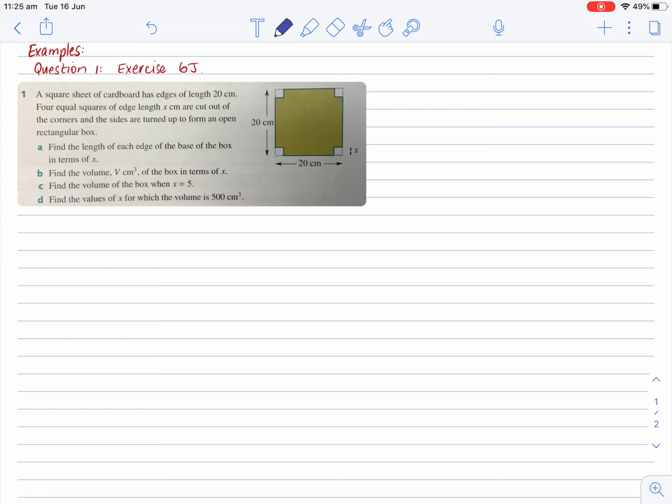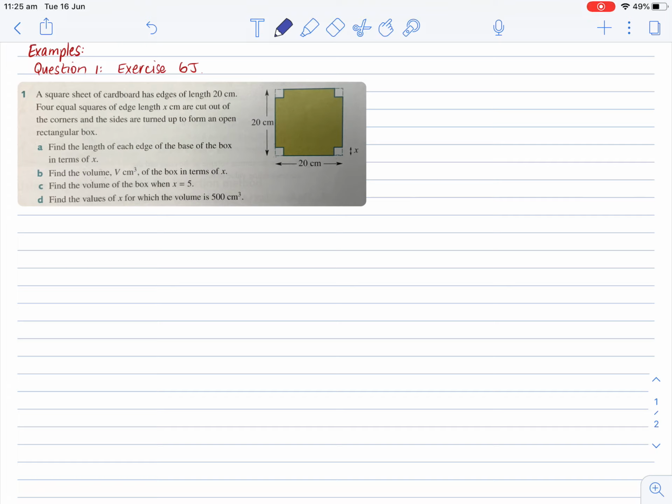It is about a square sheet of cardboard. It has edges of length 20 centimetres. 4 equal squares of length x centimetres are cut out of the corners and the sides are turned up to form an open rectangular box. Part A, find the length of each edge of the base of the box in terms of x. Part B, find the volume V centimetres cubed of the box in terms of x. Part C, find the volume of the box when x equals 5. And part D, find the values of x for which the volume is 500 centimetres cubed.